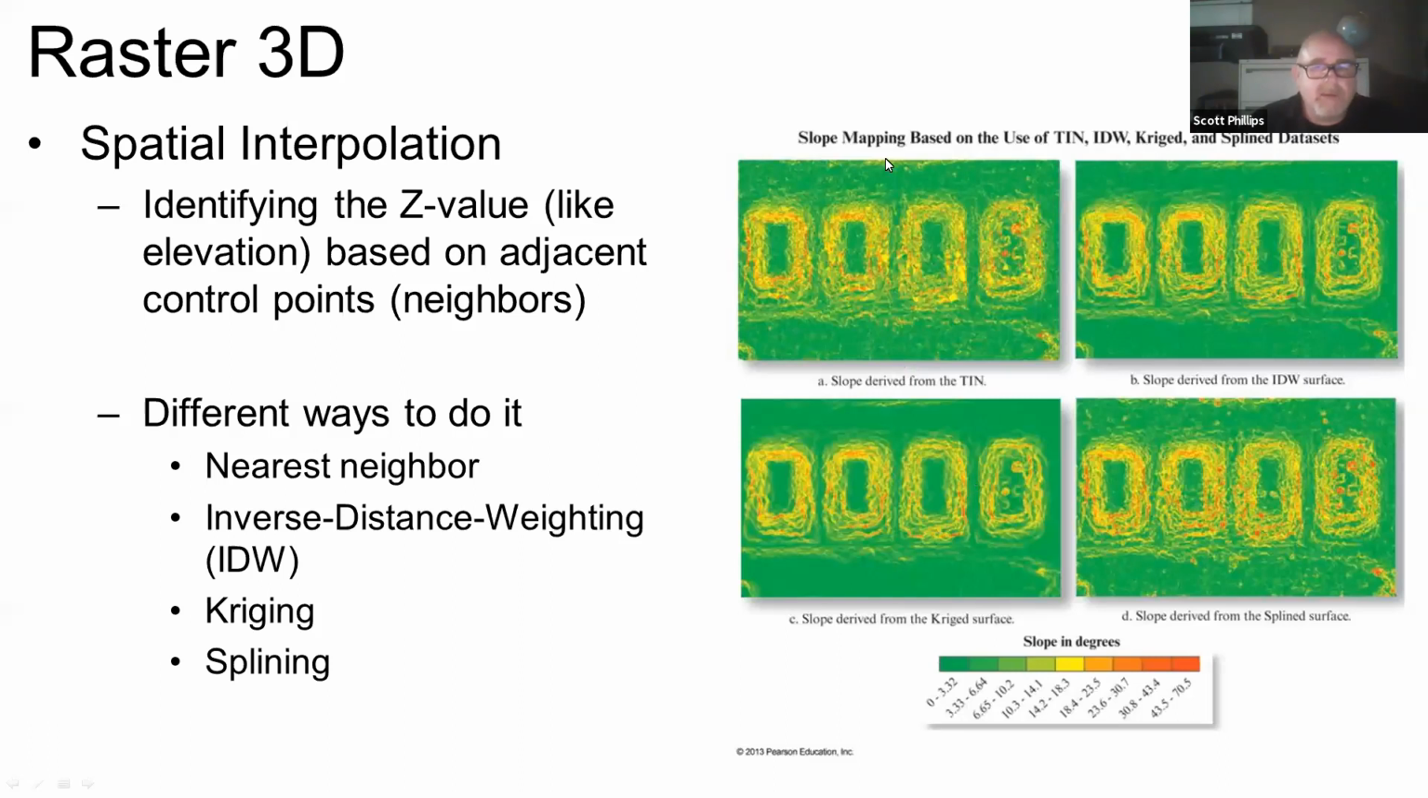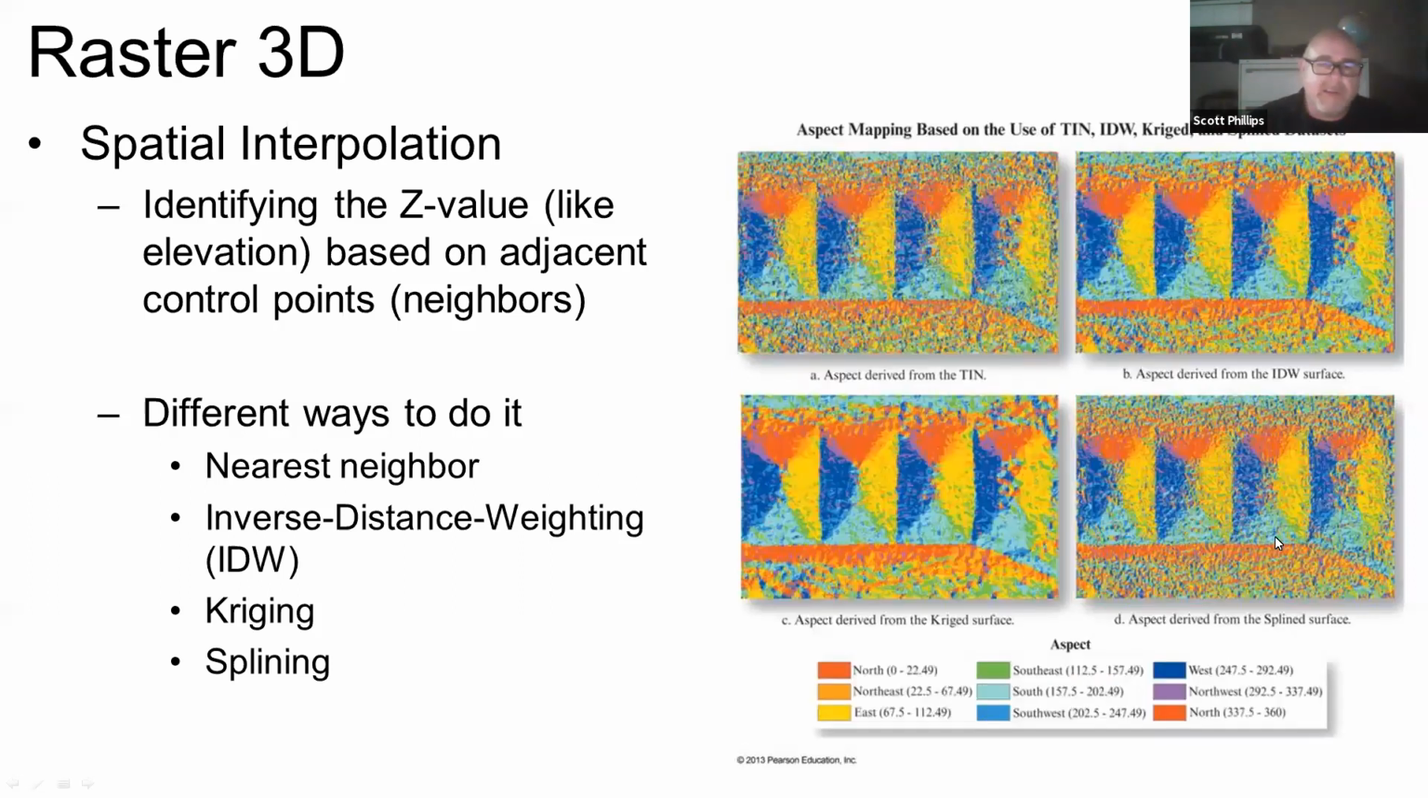So here, this is showing the slope, and just displaying the slope that's been calculated with different ways of interpolation. Slope being how steep it is. The aspect, sort of like which direction it's facing. And you're going to get a little bit different results depending on the methods you use.